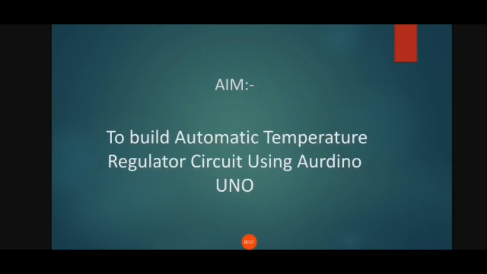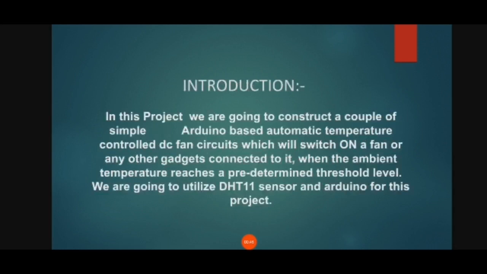Aim. The aim of the project is to build or develop an automatic temperature regulator circuit using Arduino Uno. Introduction. In this project, we are going to construct a couple of simple Arduino-based automatic temperature controlled DC fan circuits which will switch on a fan or any other gadgets connected to it when the ambient temperature reaches a predetermined threshold level. We are going to utilize the DHT11 sensor and Arduino for this project.